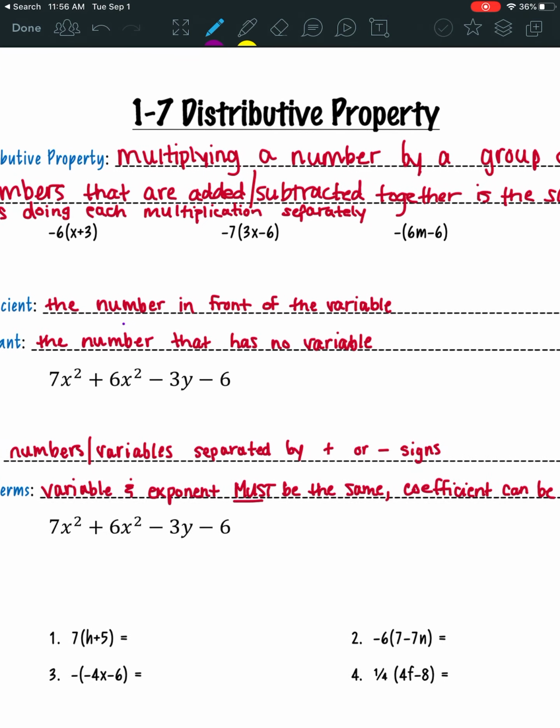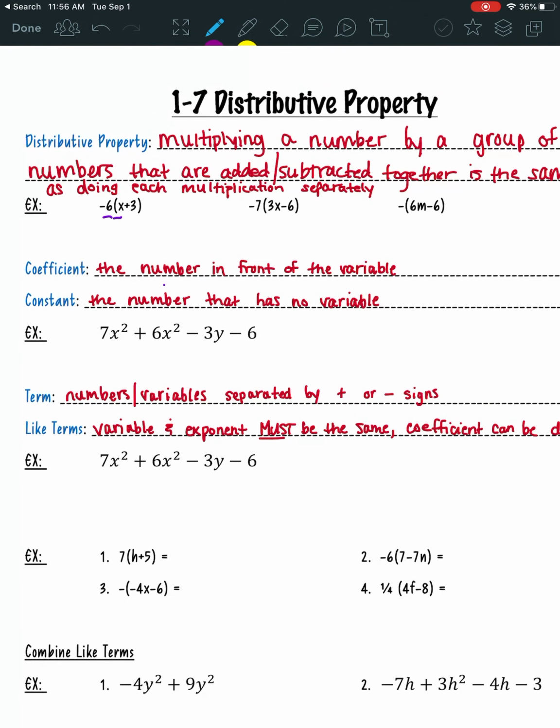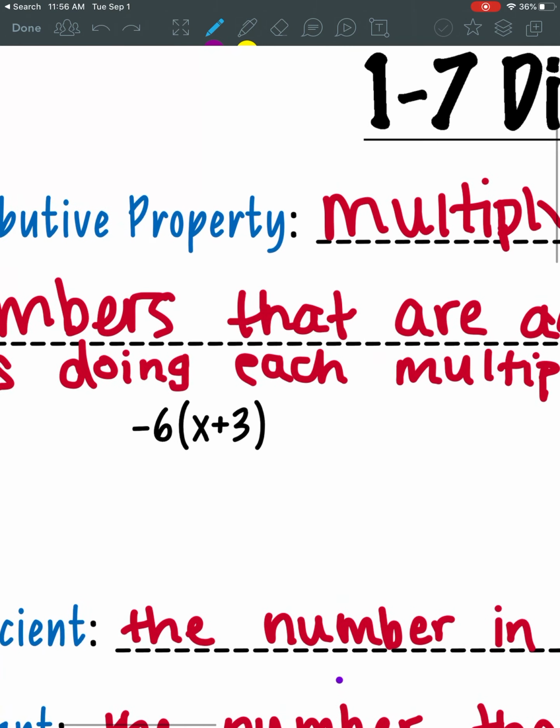Distributive property means when we are multiplying a number by a group of numbers, and we know that because the number is going to be right next to the parentheses. They're going to be touching, so we know that's multiplication. When inside the parentheses is adding or subtracting together, then it's the same as taking that number outside the parentheses and multiplying it separately to each term inside the parentheses. So multiplying a number by a group of numbers that are added or subtracted together is the same as doing each multiplication separately.